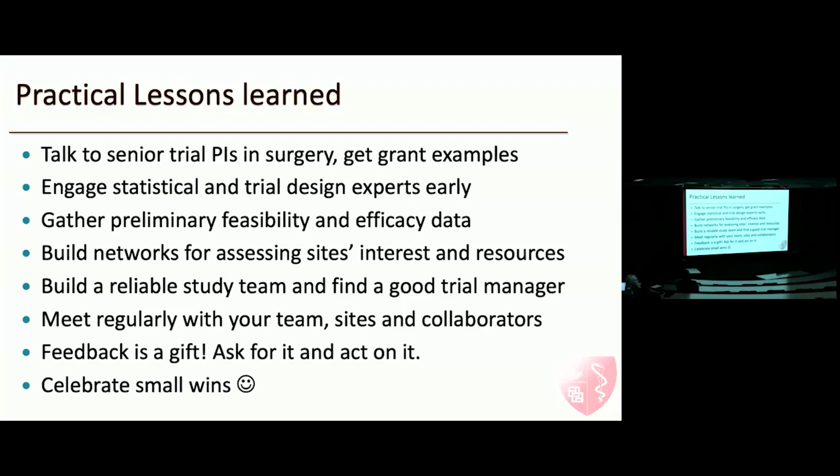So I'll close out with some practical lessons that I've learned through these pragmatic trials that I've been involved in and researching others, as I've been interested in the topic. I think it is very important to talk to senior trial PIs in surgery, get grant examples, and talk exhaustively about your ideas so that you can work out those kinks and plan your trials. It is very important to engage statistical and trial design experts early. As you can see, pragmatic trials can be patient randomized, they could be cluster randomized, there are various design considerations, and whether you need a hybrid trial or an adaptable design, all of those things are up for discussion.